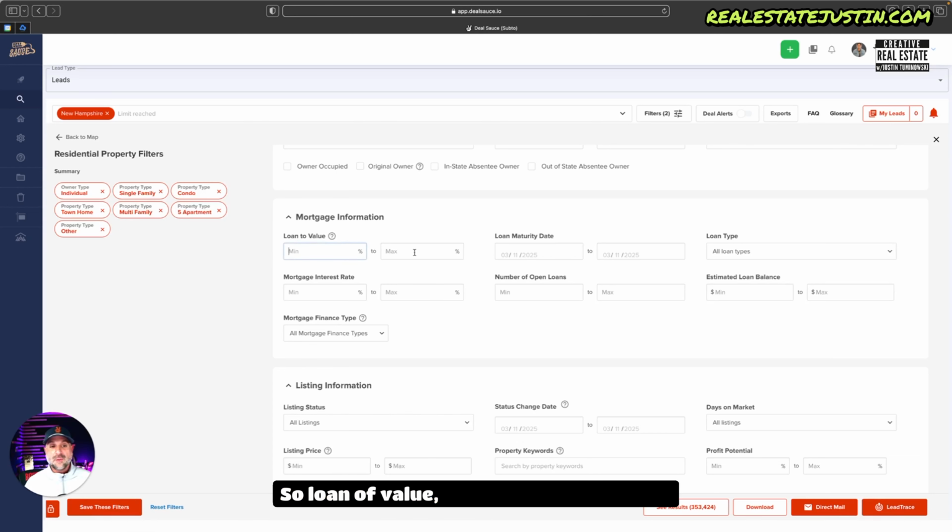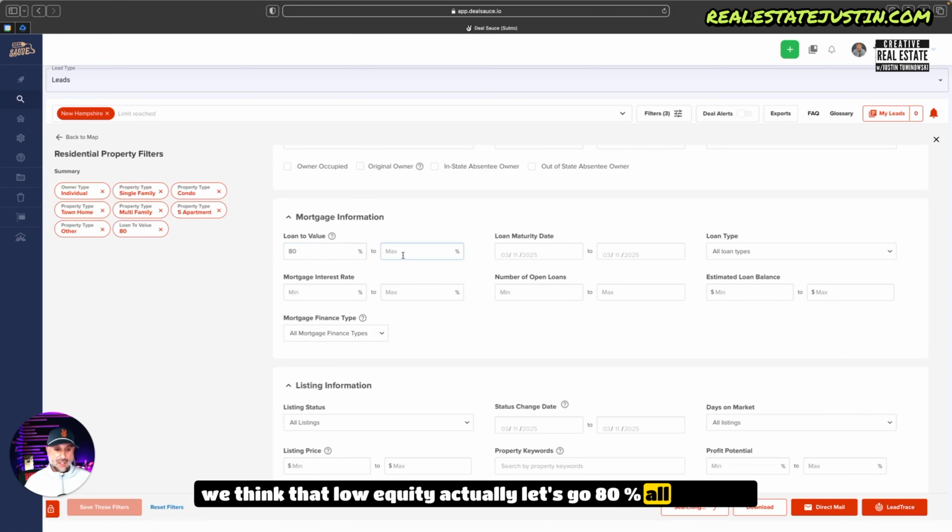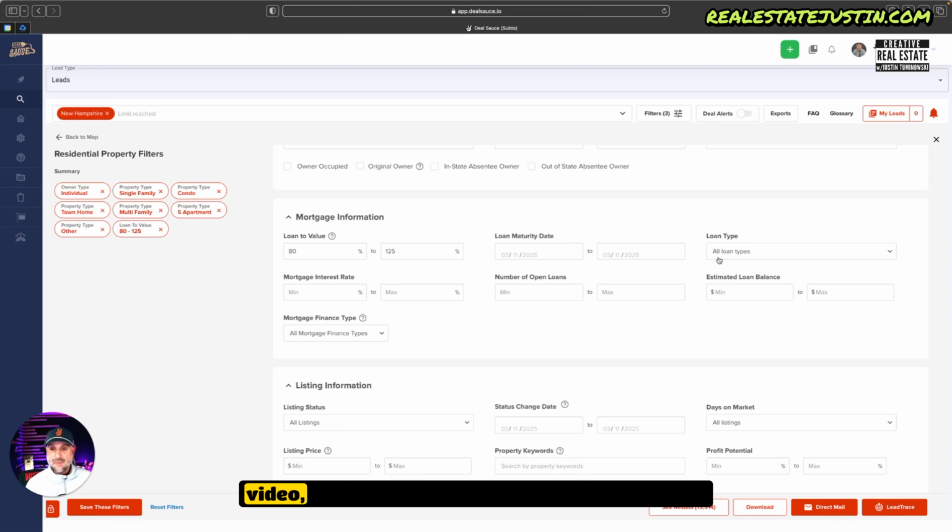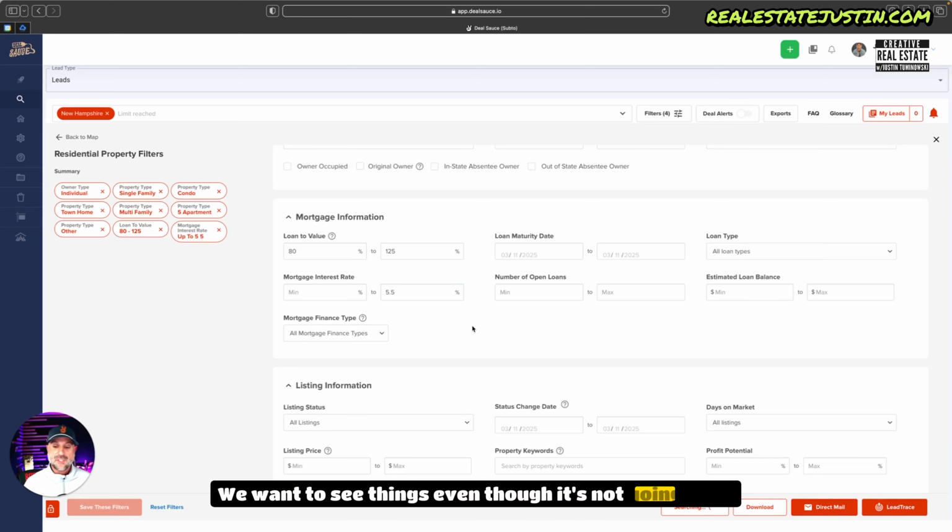So loan to value, execute that right here. Let's say that we're looking for low equity. Actually, let's go 80% all the way, because some folks can be over leveraged, and we can take on an over leveraged property. Let's say that they're 125% to 80% loan to value. So they have 80 to over leverage. There's also some nuances inside of that we don't have to get into in this video, but there's some really cool things there. Let's talk about mortgage rates. Let's say 5.5% interest rate. We want to see things, even though it's not going to be identical.